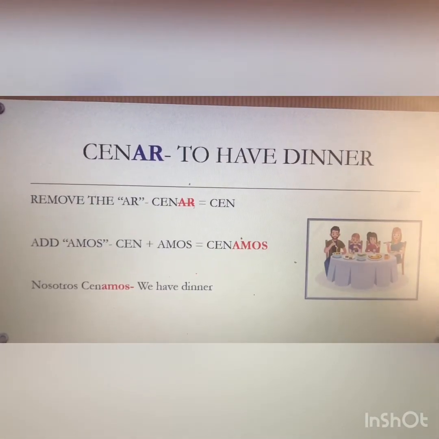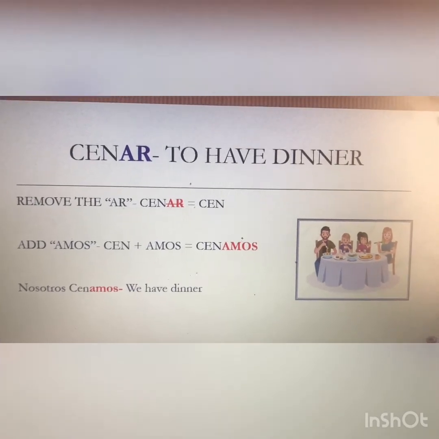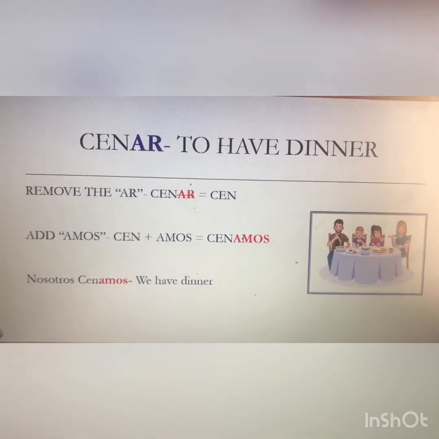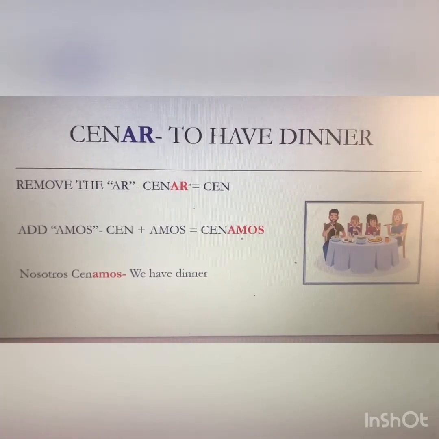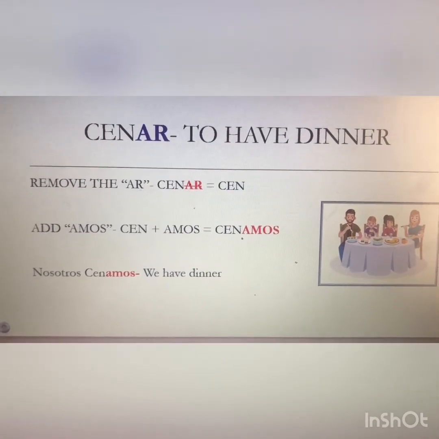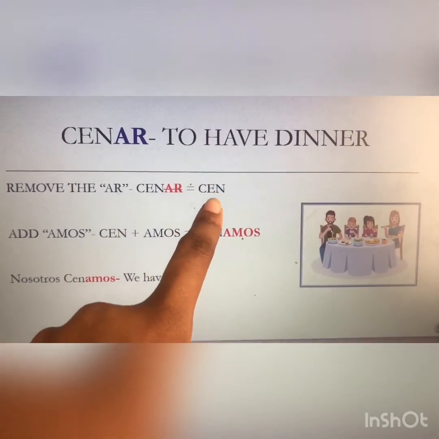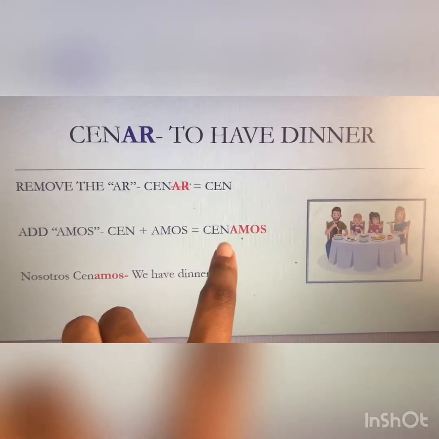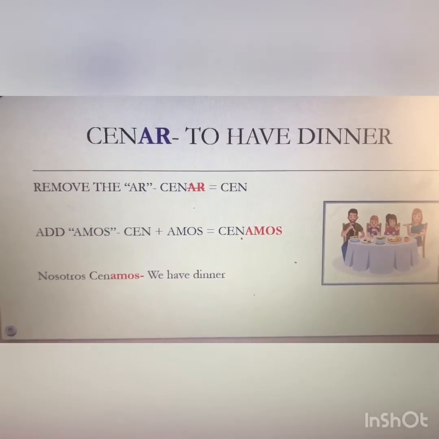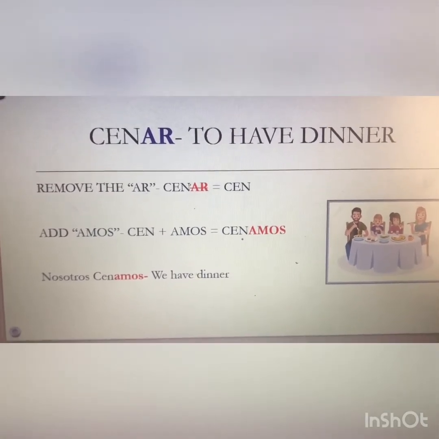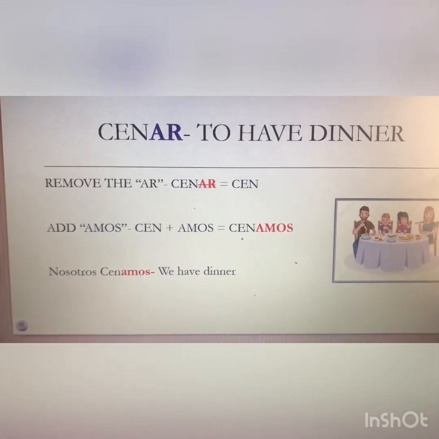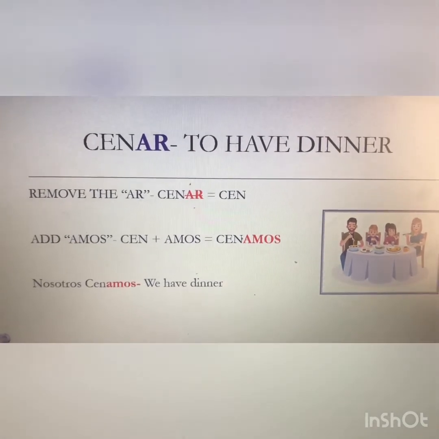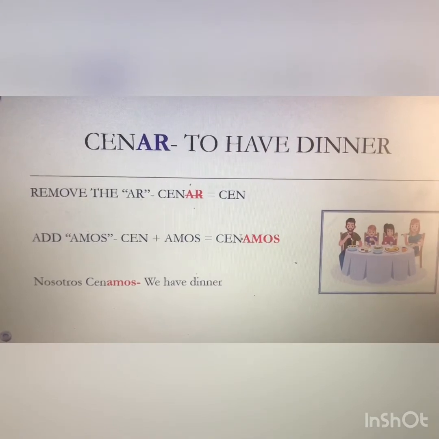So let's do an example with an AR ending verb. Here, I have the verb cenar, and cenar means to have dinner. So the step said that we should remove the AR and then we should add amos. So when we remove the AR from cenar, we end up with cen, C-E-N. When we add amos, we end up with cenamos. So the sentence could read, Nosotros cenamos, meaning we have dinner. Or you could have a sentence that says, my mother and I have dinner, my sister and I have dinner, etc. As long as you are included in the group, then it is we, nosotros.